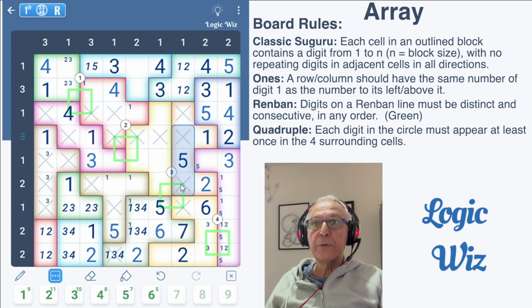Three here must be in one of these cells. 5, we already have a 5. 4 can be in all of them, at least for now. And 6 cannot be here, 6 must be one of these two.